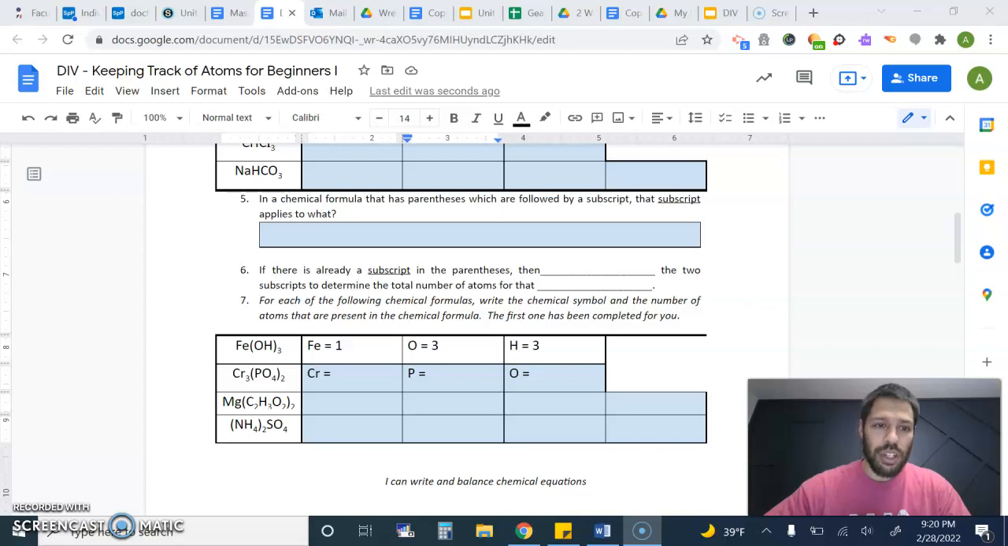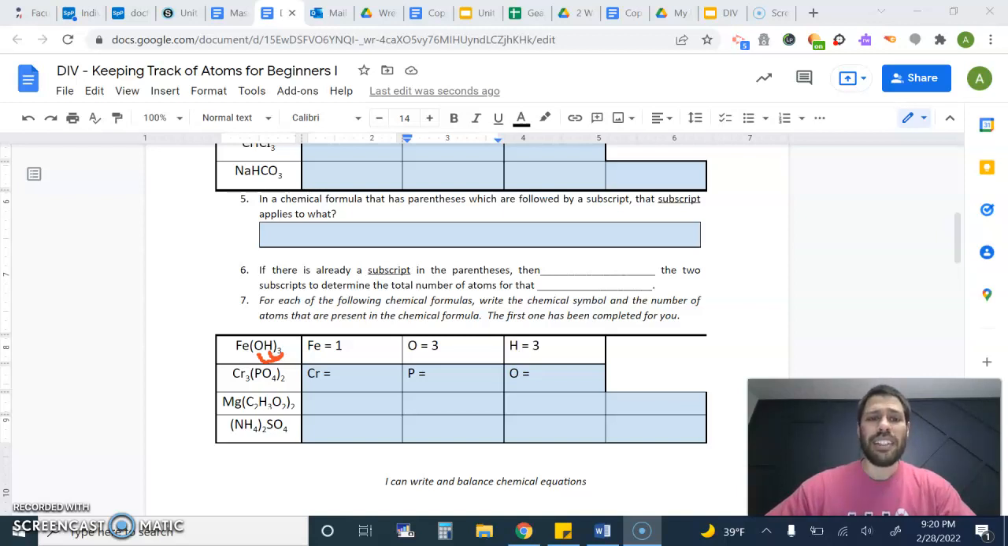That 3 gets distributed out. So again, I have 1H. So I would take 3 times my 1H, and I would get 3 H's. But it also applies to my O, like I mentioned. So I have my 1O times my 3, which would give me 3 O's as well. Hence my final answer of 1 Fe, 3 O's, and 3 H's.